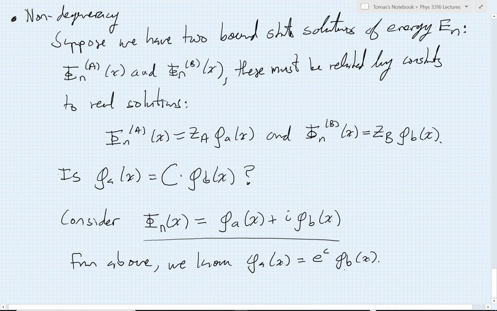And previously I had proved that if I have any two even complex solutions, they can be related to those two real solutions, which also then must be related to each other by a constant. So everybody is related to each other by a constant. There is, in fact, for any given energy En, at least in one dimension, there is only one solution.